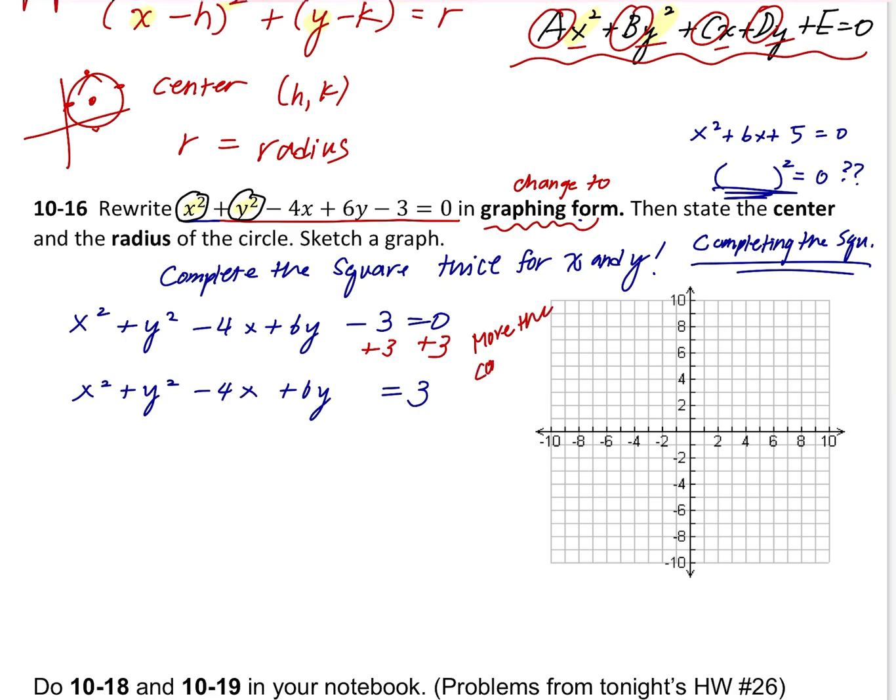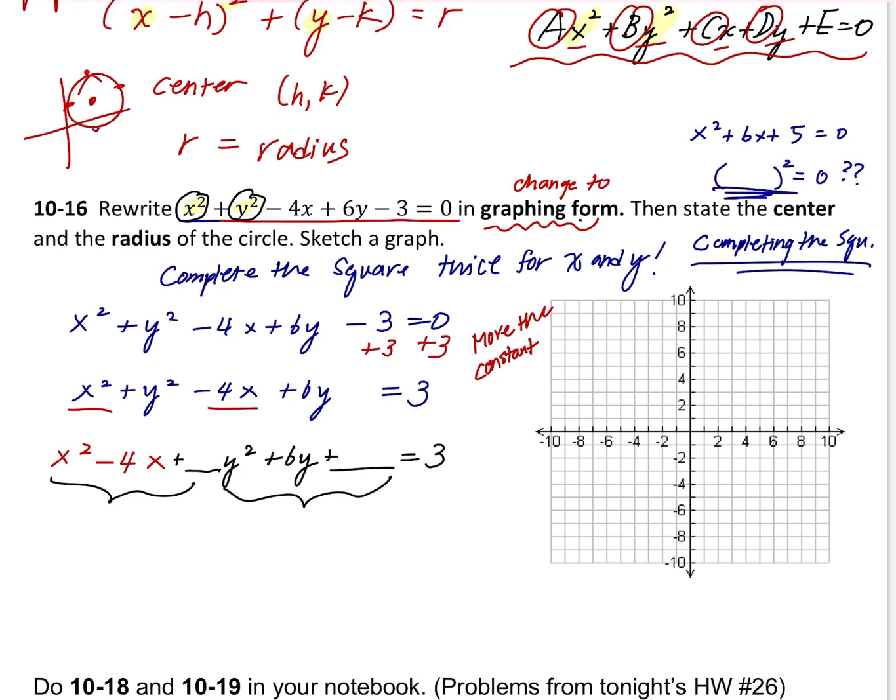And then what I'm going to do is, because this is a mix of x and y, we're going to put them together. As in, I'm going to put the x's together, x squared minus 4x. And then I'm going to put the y's together, y squared plus 6y equals 3. And I left some spaces at the end because I got to complete the square, right? I got to add b over 2 squared to both sides to make a perfect square.